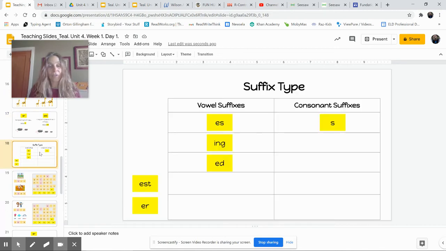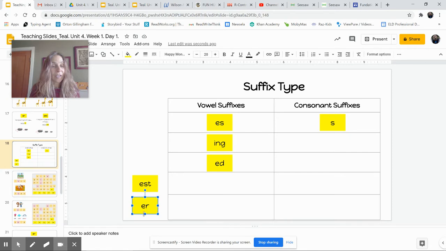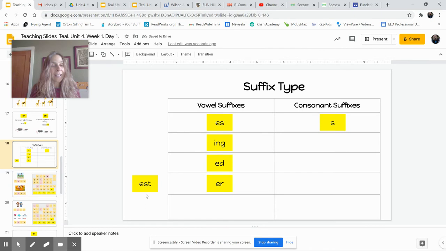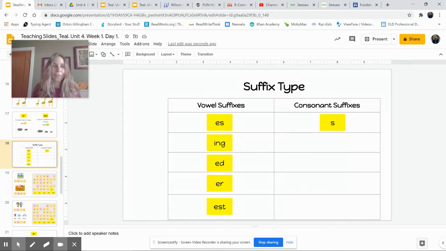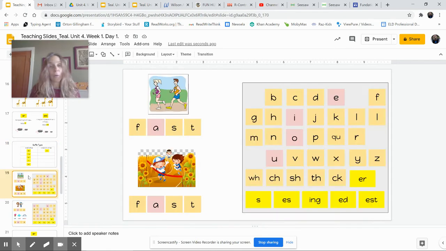So now let's take a look at our suffix types. So we've got our vowel suffixes and our consonant suffixes. Remember, if the suffix starts with a vowel, it's going to go in the vowel suffixes. That's why we call them vowel suffixes. So let's take a look. Let's do ER first. ER starts with an E, so that's going to go into our vowel suffix column. And then we've got EST, that also starts with an E, so that's going to go in our vowel suffix column also. We've got our poor one consonant suffix over here, but don't worry, we'll get more consonant suffixes that we'll work with.